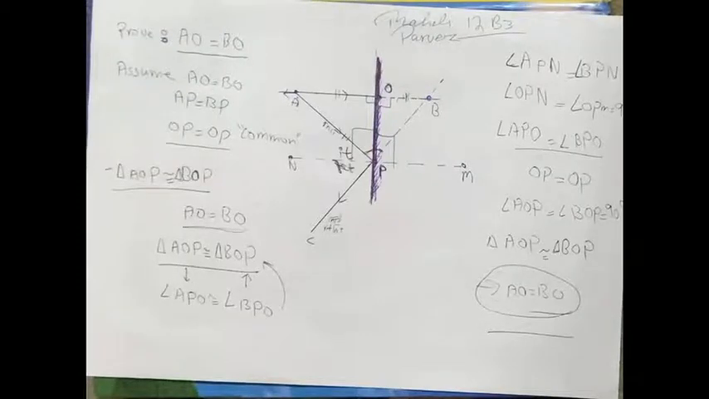So at the end, we proved that in a plane mirror, the distance of the image is always going to be equal to the distance of the object itself, as in 4 trials.